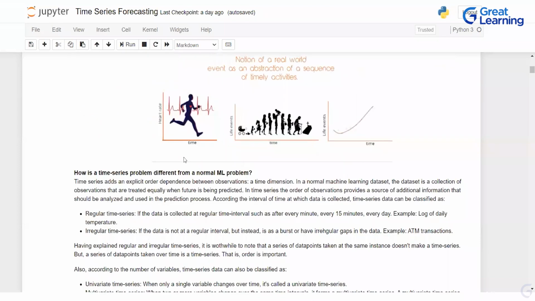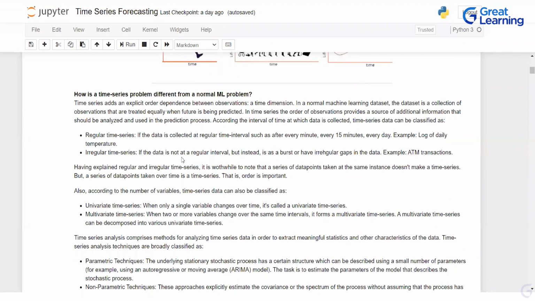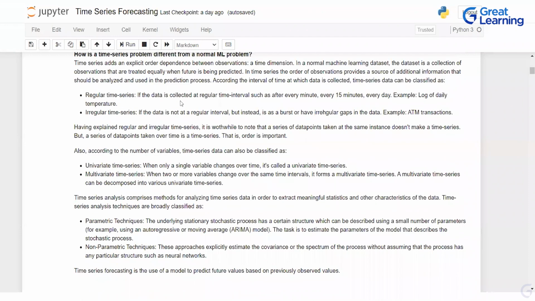Now, how is a time series problem different from an ML problem? So we have two types of time series. One is regular time series. The second one is irregular time series. Regular time series is when the data is collected at a regular time interval. Irregular time series is when the data is irregular. That we won't be using for modeling, like your ATM transactions. You have to handle that first, make it regular, and then you should use it.